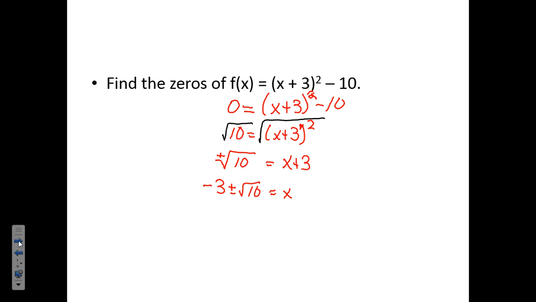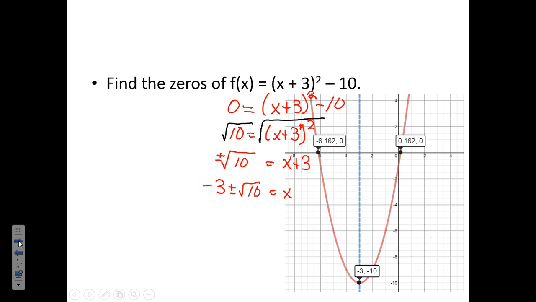Okay. I think if I click, there's my graph. Opening up, A was positive. Vertex is shifted over to a negative 3 and a negative 10. My axis of symmetry is this line where x is equal to a negative 3. And these are my 2 points, my 2 zeros of my graph, the places where it crosses the x-axis. Okay? All right.